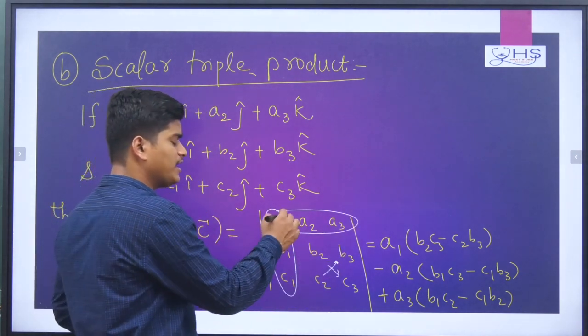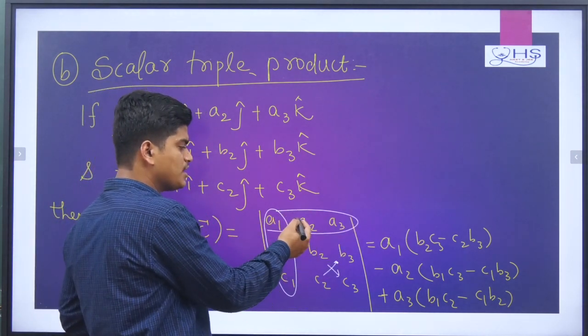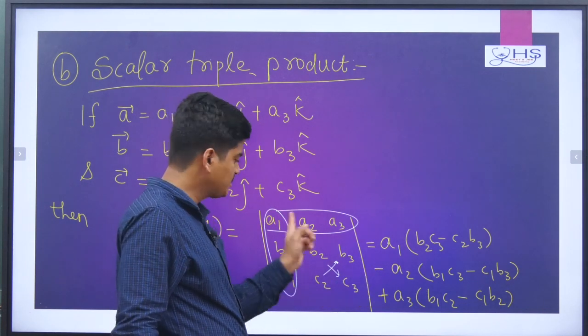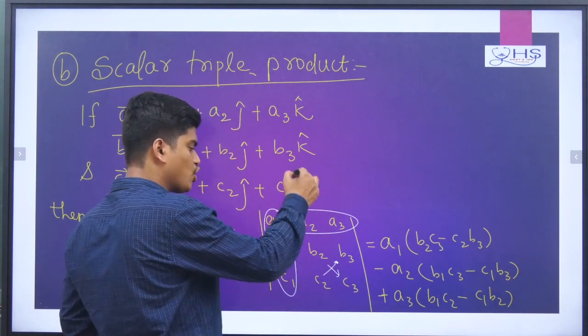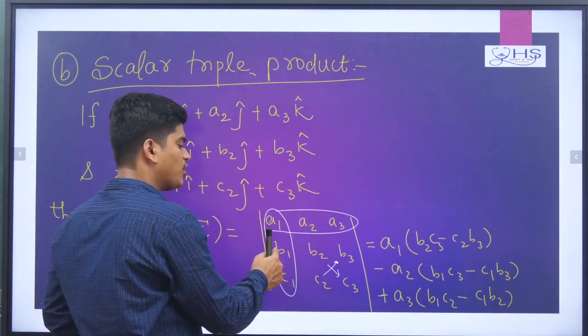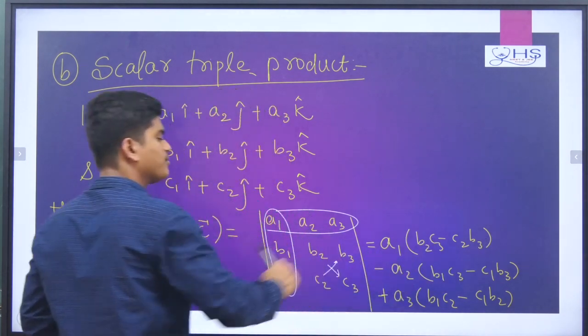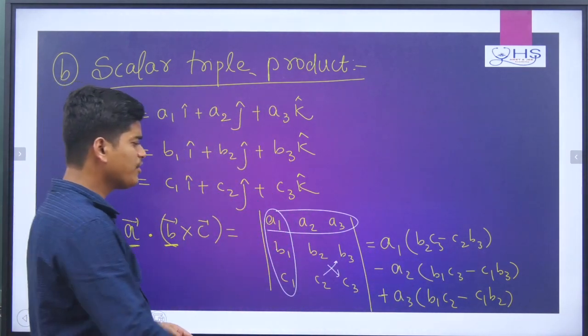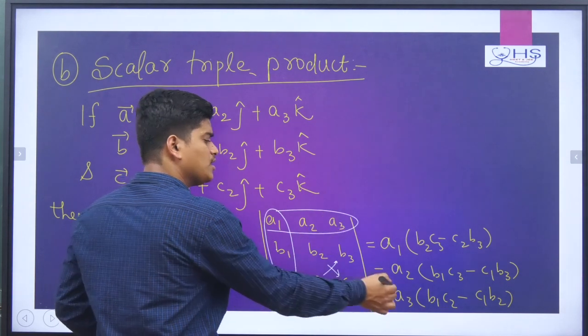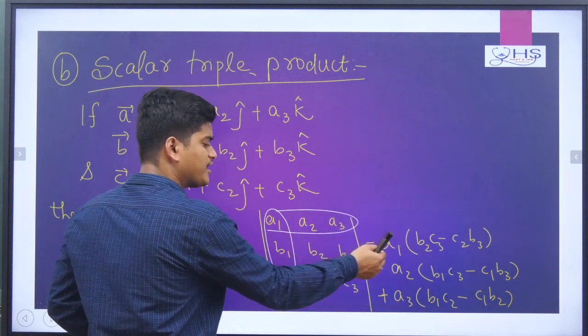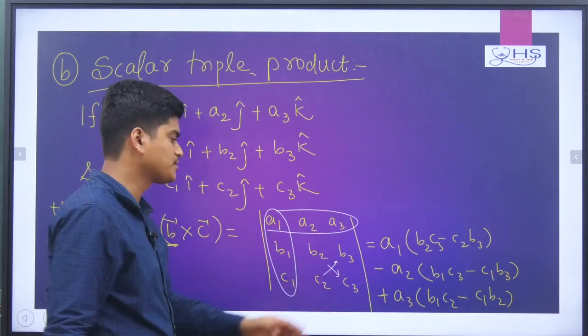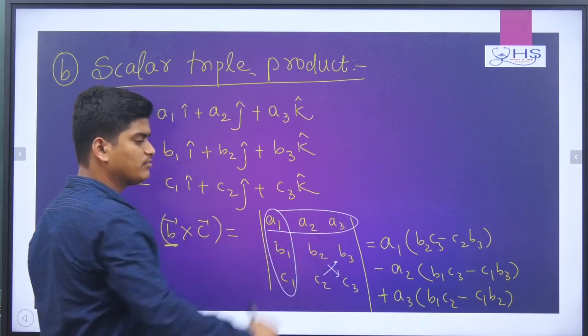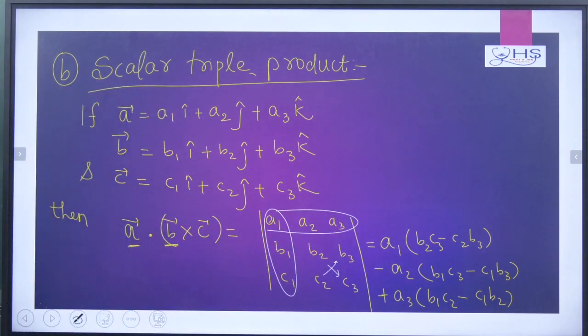Similarly, for A2, you first write minus A2, then close this row and this column, then I multiply B1 C3 minus C1 B3. Similarly, for A3, you write the plus sign, since the signs go plus minus plus. A3, then B1 C2 minus C1 B2. So this is the way you can calculate A dot B cross C.